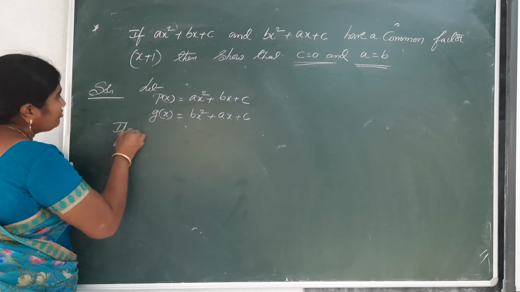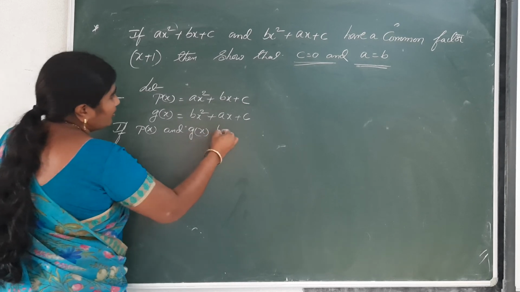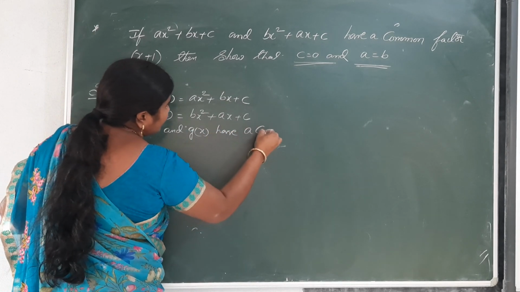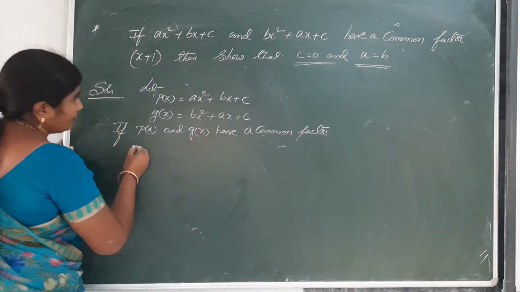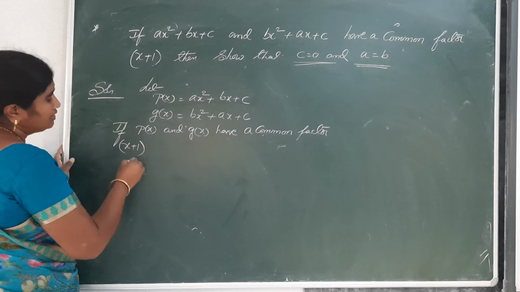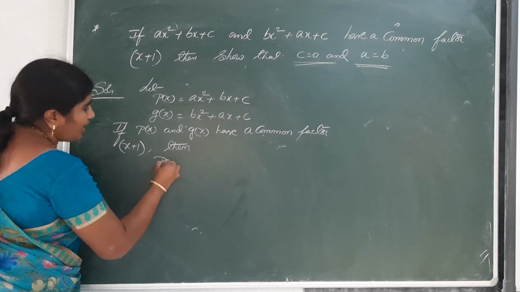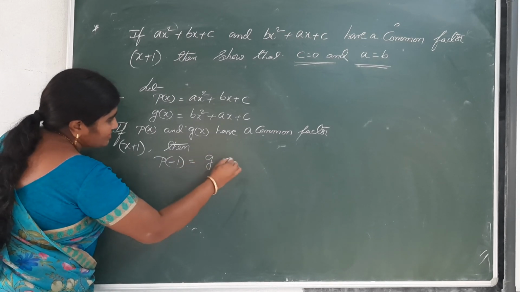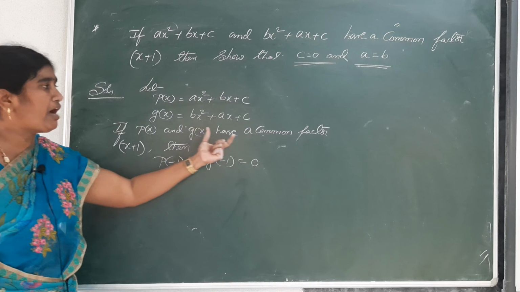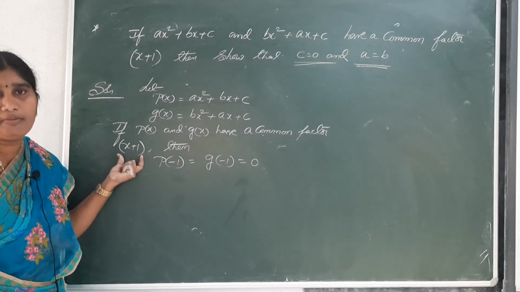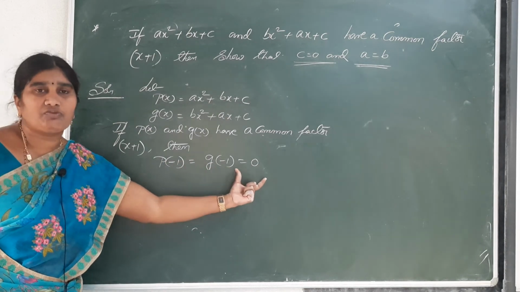If p of x and g of x have a common factor x plus 1, then by factor theorem, p of minus 1 equal to g of minus 1 equal to 0.